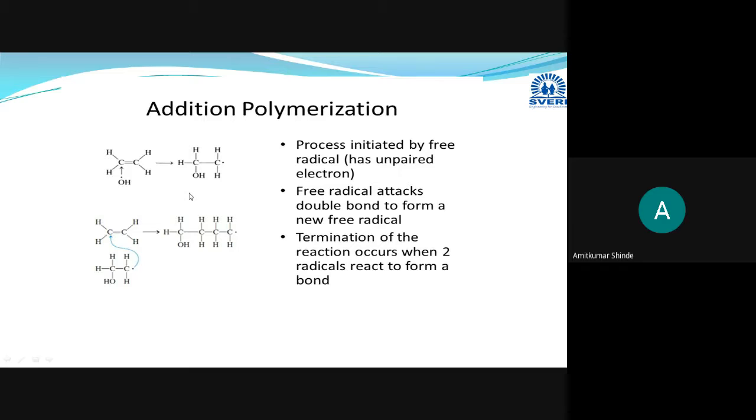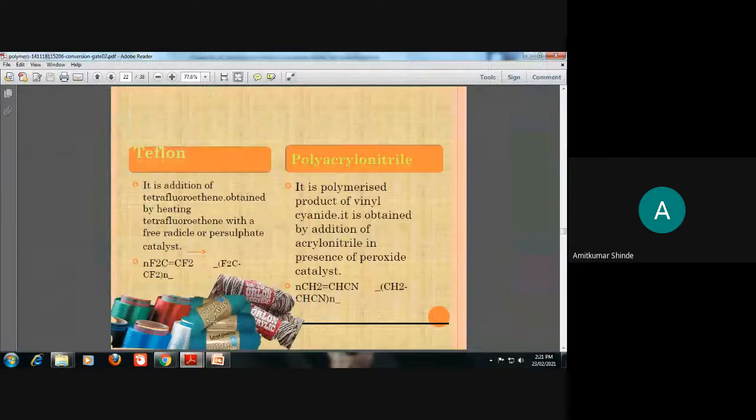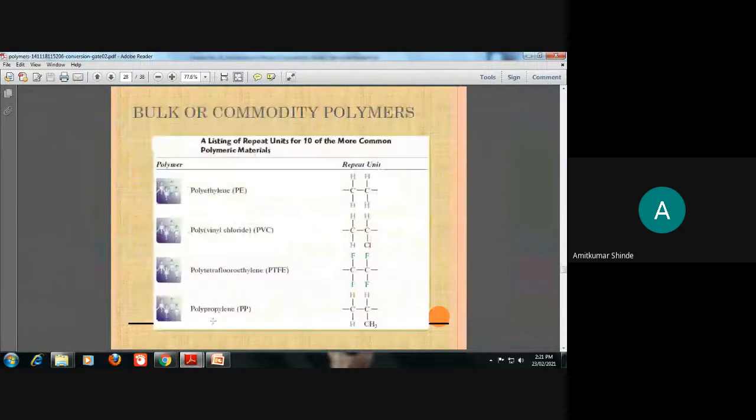Then the next stage is the propagation, where a number of monomers will get combined along with the free radical. And in the termination, in two ways they will combine, either by coupling, meaning at the corner some radicals will be there. I will have to refer to the next slide, then only you can clearly understand here.